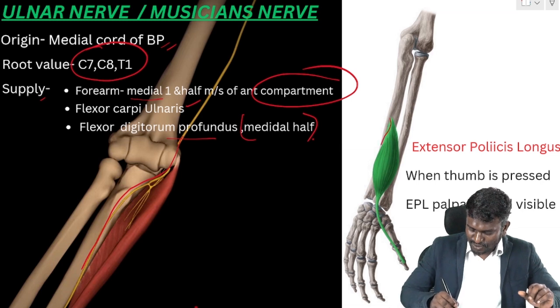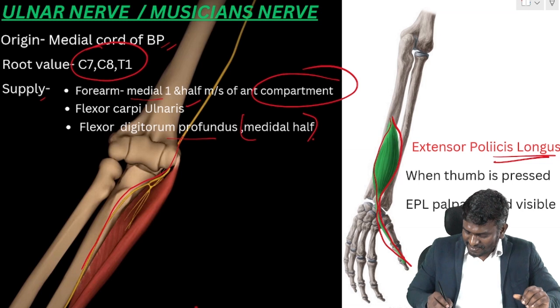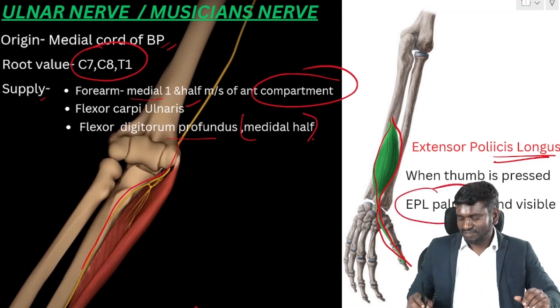This muscle right over here has been recently asked in our FMGE exam. This is going to be extensor pollicis longus. When our thumb is pressed, this muscle, extensor pollicis longus, can be palpable and can be visible.